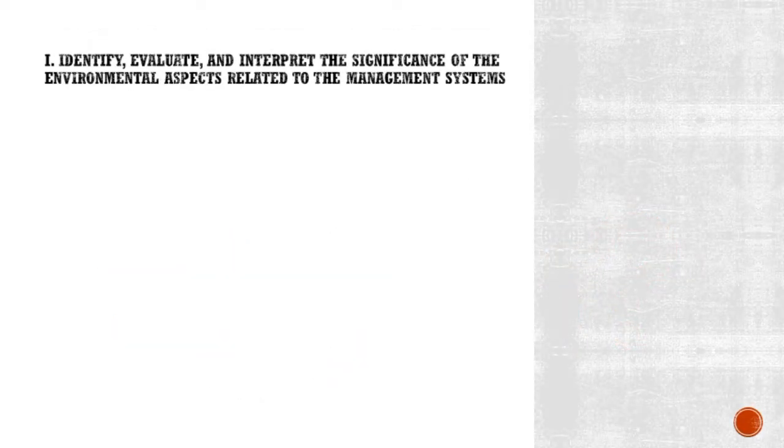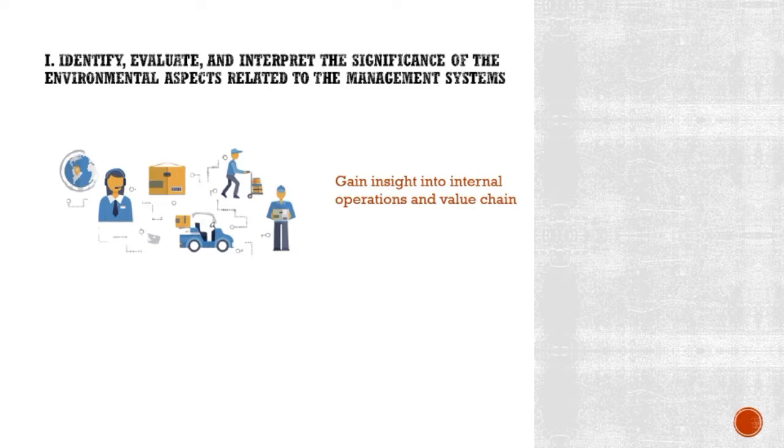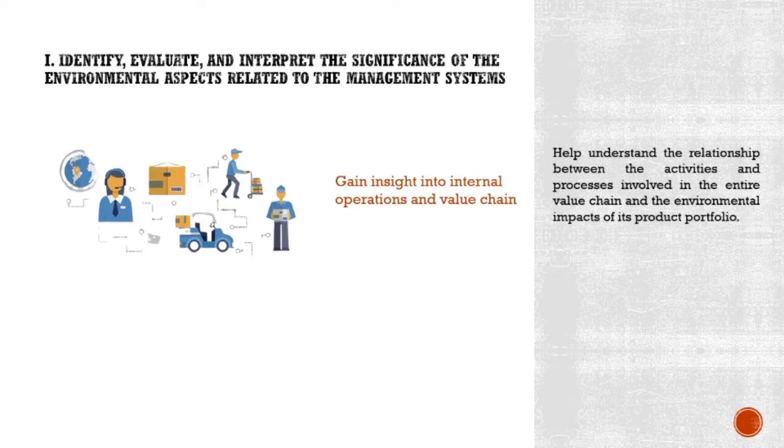Without further delay, let's look together at the first benefit: identify, evaluate, and interpret the significance of the environmental aspects related to the management systems. An insight into internal operations and value chain can be obtained. This is because OLCA helps the organization to understand the relationship between the activities and processes involved in the entire value chain and the environmental impacts of its product portfolio.